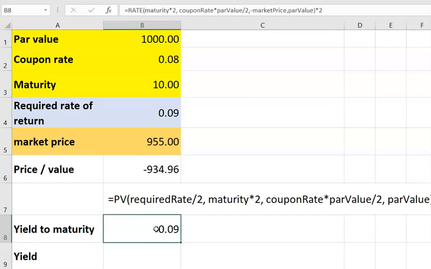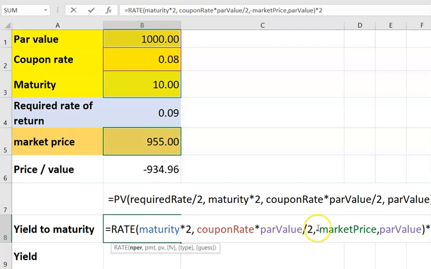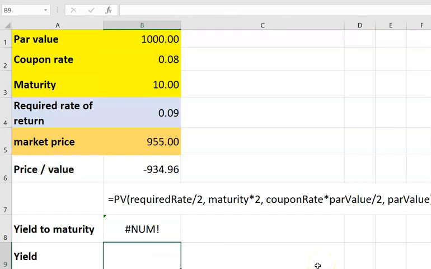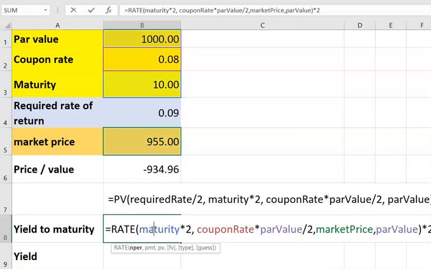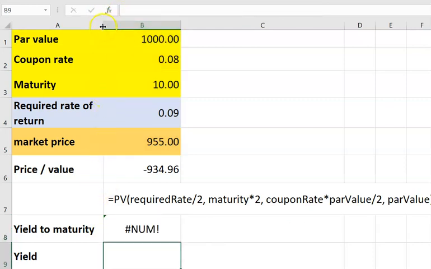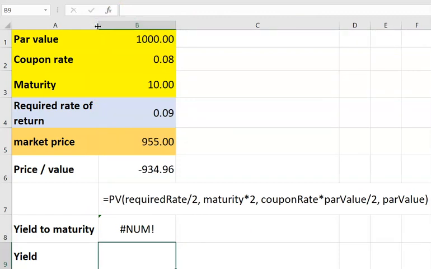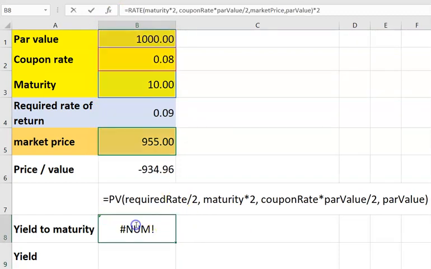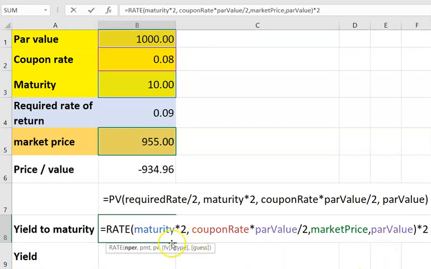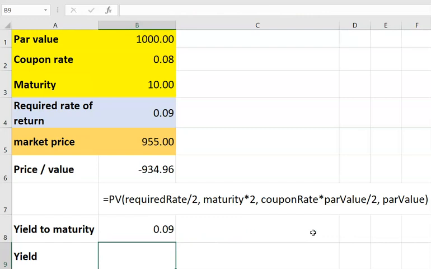Now, here's another problem I could have. Let's suppose I did this and I didn't put in the market price as negative. I just put in the market price. I get an error. When you see this kind of error, go looking for the positives and negatives. I'll make this a little smaller so you can see it. There's the times 2. So I need to make this one negative so that it can do the calculation.